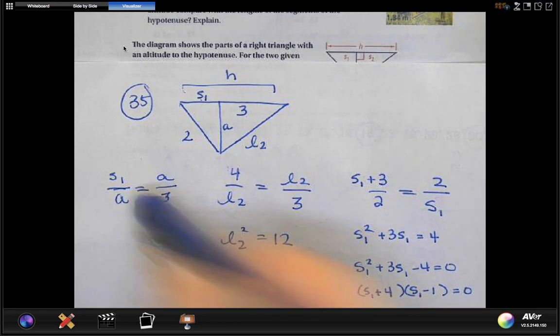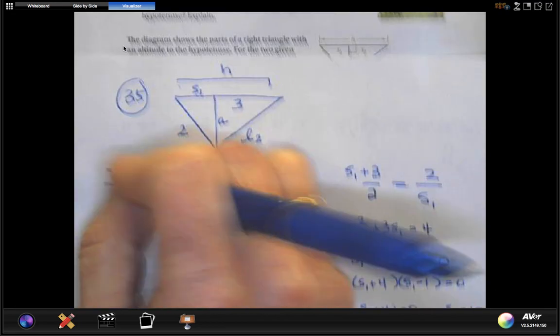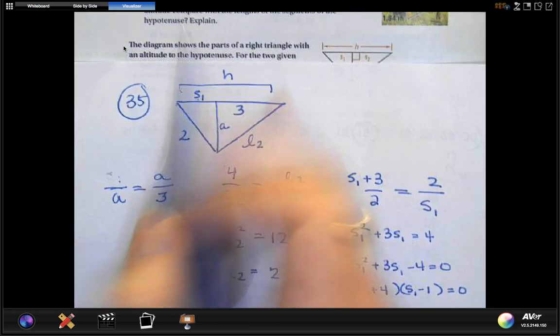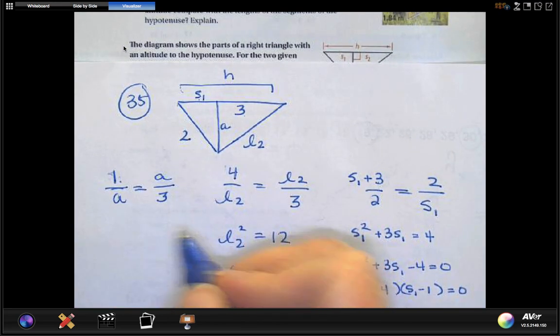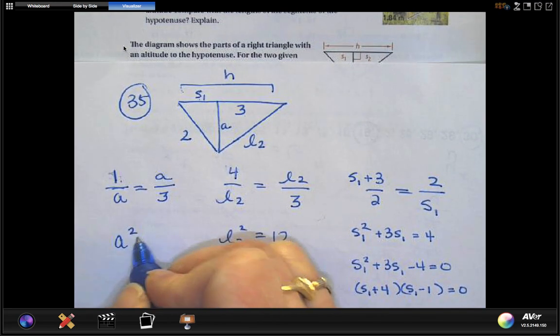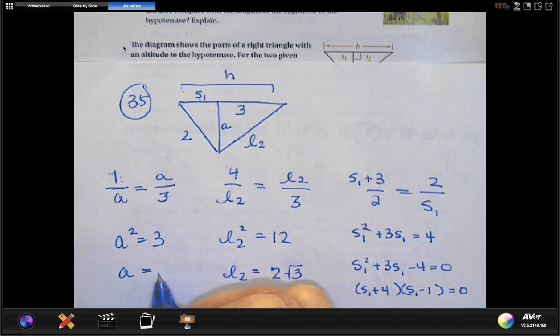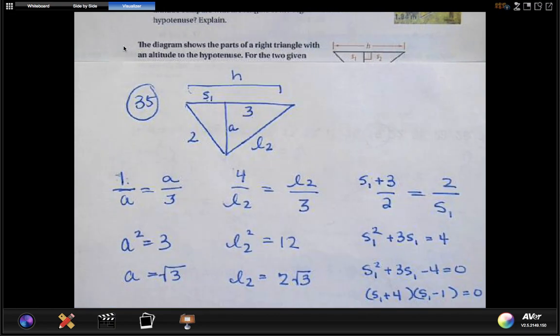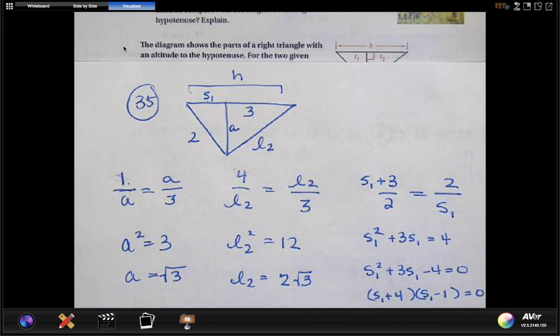And again, over here, we knew S1 ended up being 1. So cross multiply here. A squared is equal to 3, so A is just the square root of 3. Okay? So that is 3 problems from the homework that I just did with you.